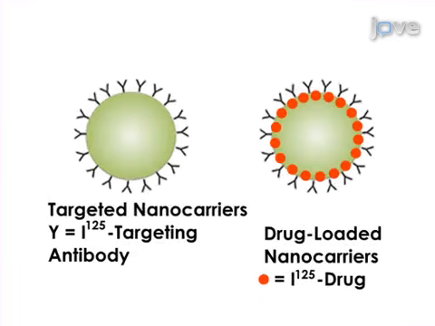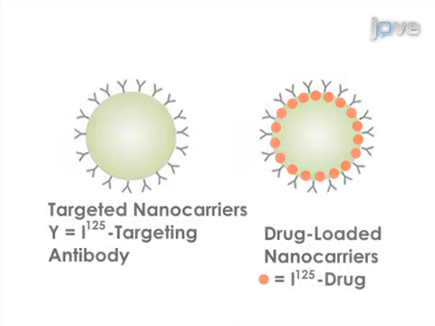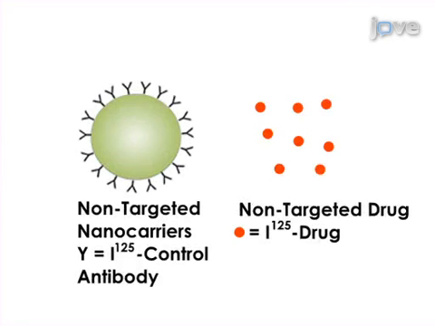The next step is to prepare the drug delivery system. Targeted polymer nanocarriers are used in this example. Carriers may contain a drug cargo or not, and controls such as non-targeted carriers or a free drug must be included. These elements are labeled with radioisotopes to allow their detection.